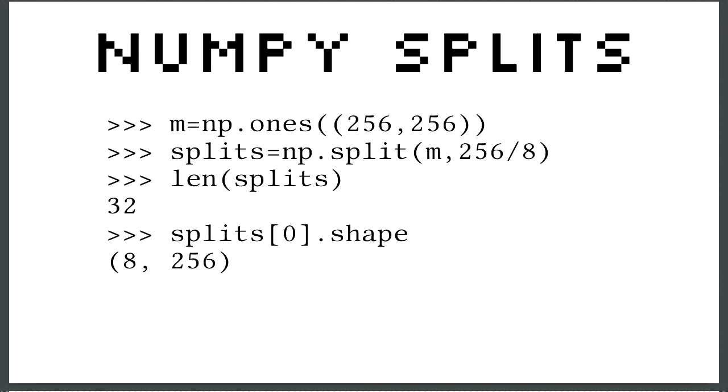So here's how I'm doing the splits of the rows for each pass of the printer head. For a 256 square image, I need 8 rows. I can turn that into splits. That turns into 32 passes of the printer. And each one of those is 8 rows tall and then 256 columns wide.